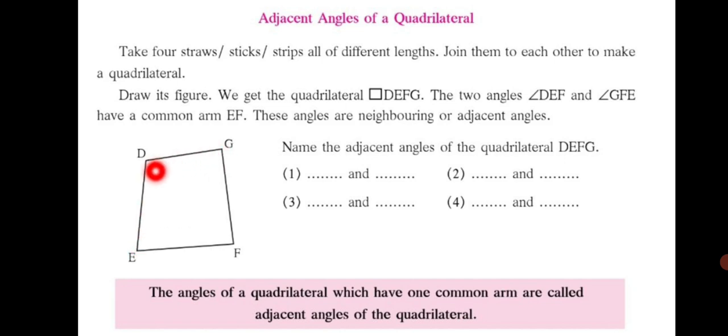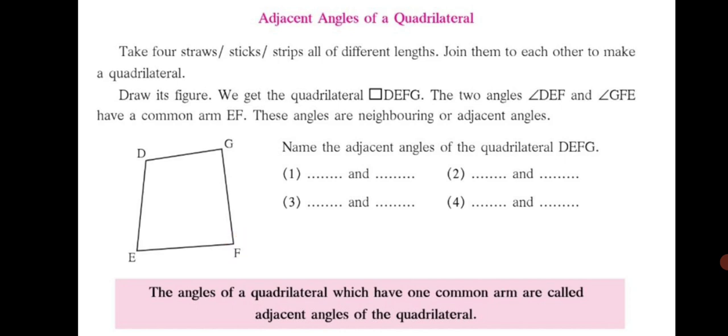So which will be the angles? Angle DGF and angle EDG are the third pair of adjacent angles. Now we will take DE common. So angle GDE and angle DEF are the fourth pair of adjacent angles.